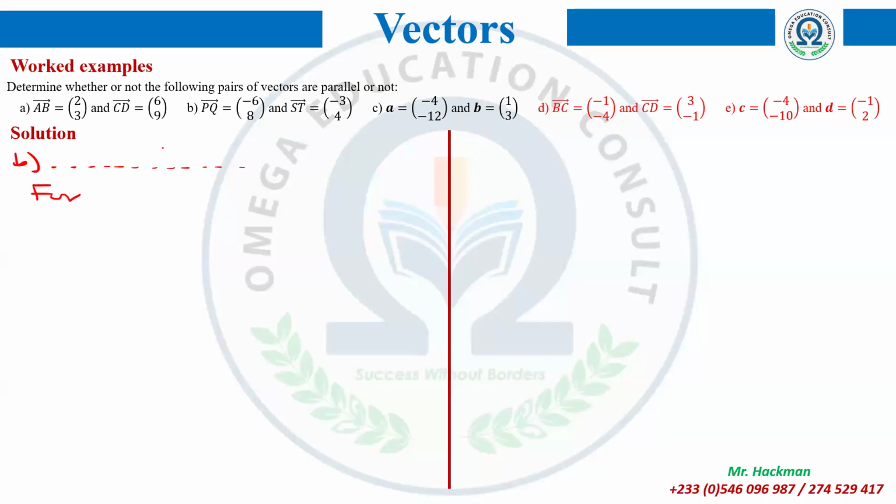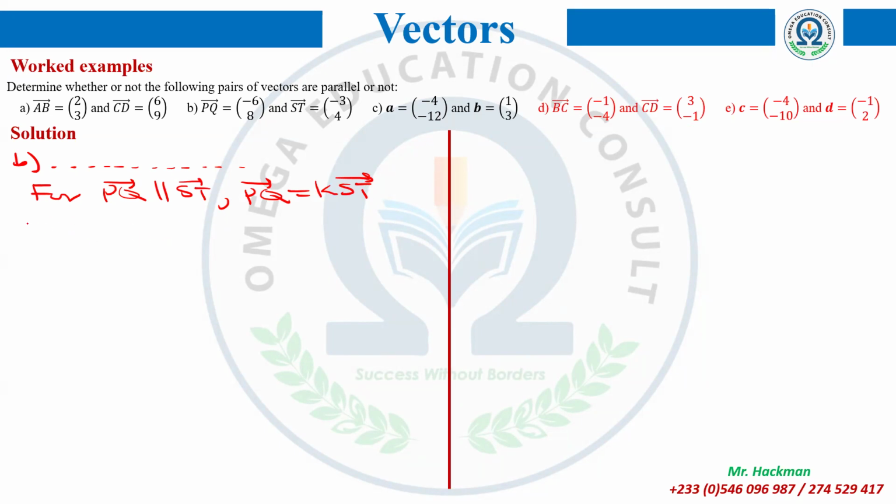this one, which will be the bigger vector. So vector PQ to be parallel to vector ST, what's the condition? Your vector PQ should be a scalar multiple of vector ST. My professors, I hope you are following.